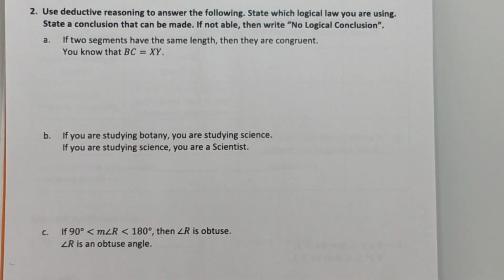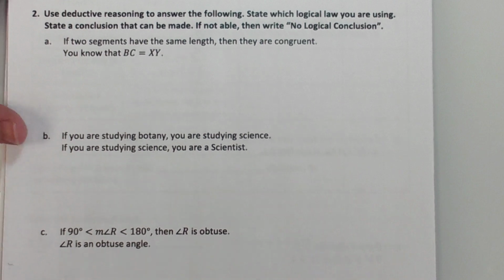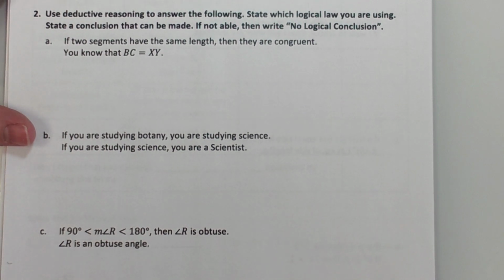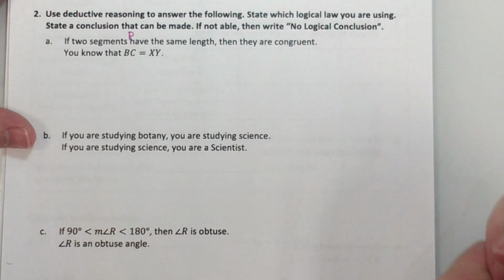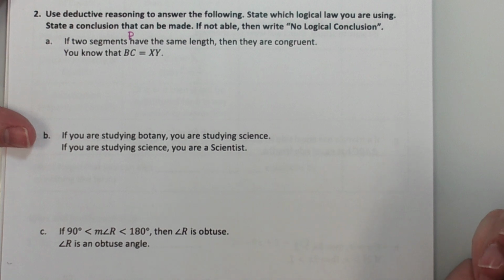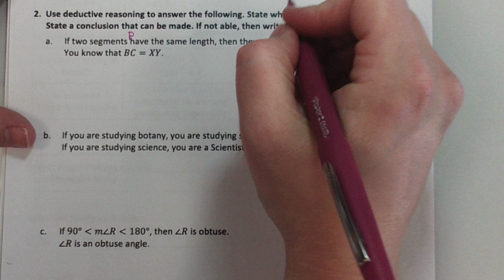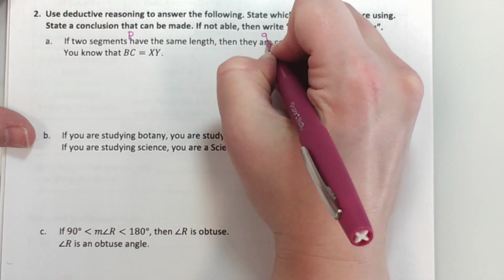So, you're going to see problems that look like this. Use deductive reasoning to answer the following. State the logical law you are using, state the conclusion that can be made, and if you can't do it, then just write no logical conclusion. So, first thing you're going to do is look for an if-then statement. In problem A, do you see an if-then statement? Look at the first if-then statement, if there's more than one. If there's only one, then it's just the if-then statement. The if part I'm going to call P. The then part I'm going to call Q.